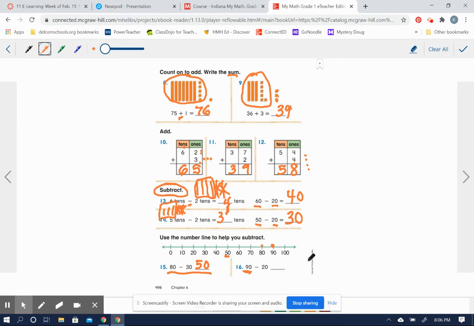90 minus 20. How many tens is 20? 2 tens, isn't it? So we're going to take 2 hops, 10, 20, and we land on 70. Is 9 minus 2 7? It sure is. 90 minus 20 then equals 70.